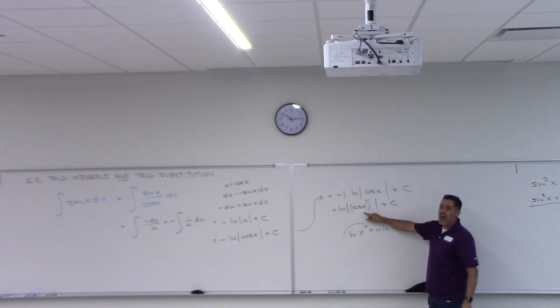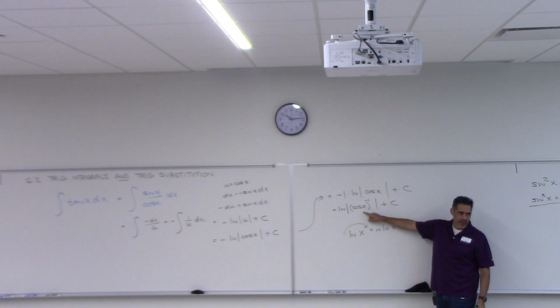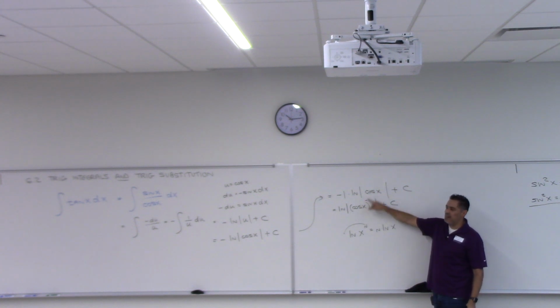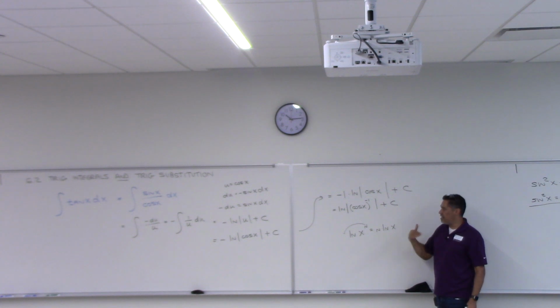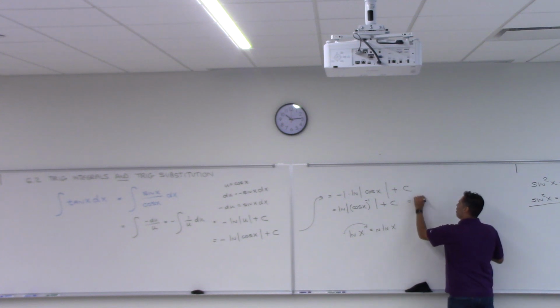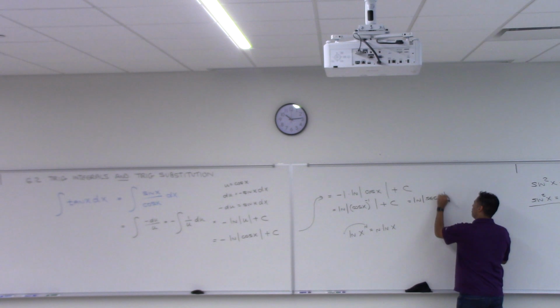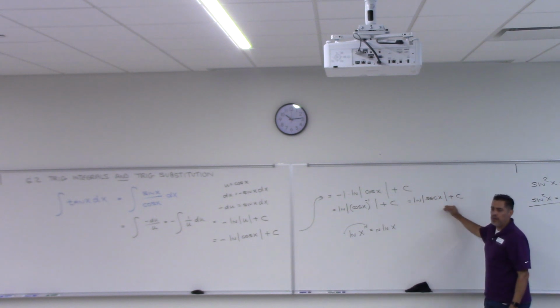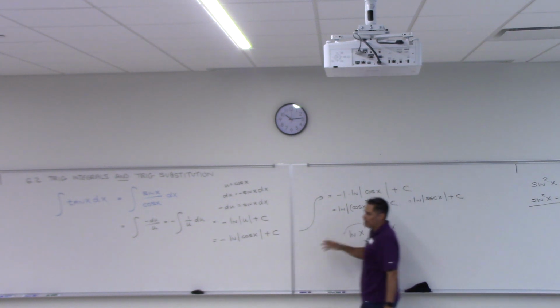Okay, that is not the inverse cosine function. This is cosine to the negative 1, which really means 1 over cosine, which is secant. So you get natural log absolute value of secant x, and that's what's on your formula sheet, right? Okay, so I just want you to see that's why it looks a little different.